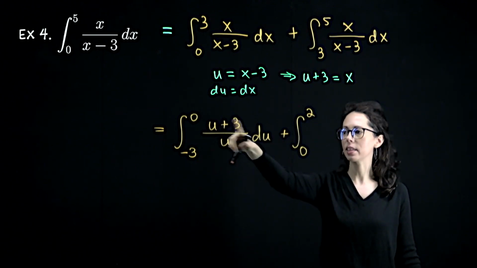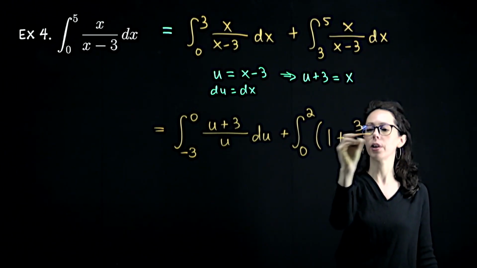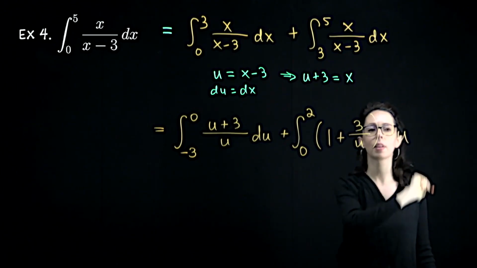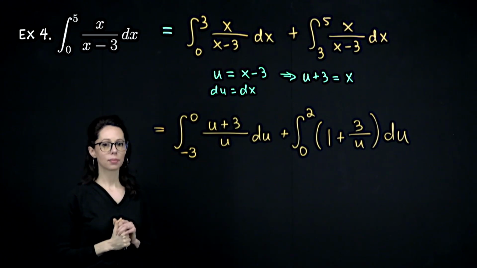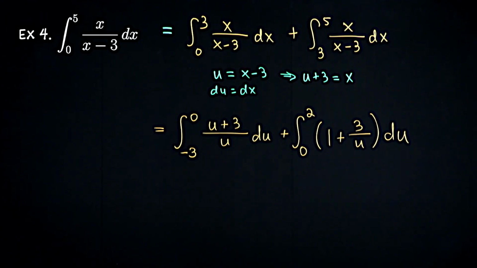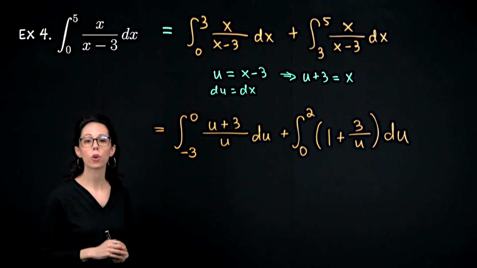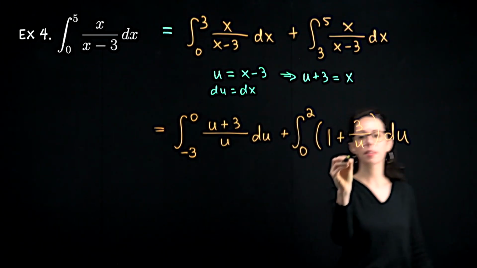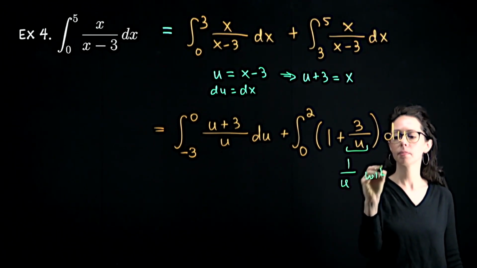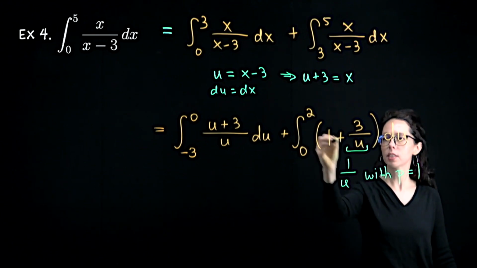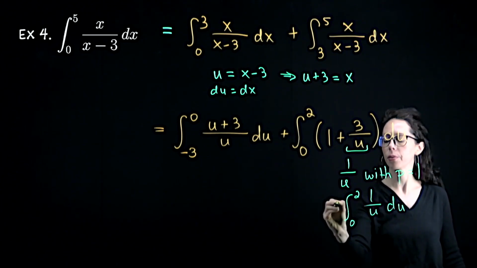I'm going to go ahead and take this fraction. It's the same fraction, but I'm going to break it into 1 plus 3 over u du. Okay, take a look at that and see if you recognize the kind of behavior that we've been looking at. Both of these integrals are giving us an expression that looks like 1 over u to the 1. In other words, this expression here is the situation for 1 over u with p equal to 1. So we could think of just this part as the integral from 0 to 2 of 1 over u du. Maybe we'll throw a 3 in front.